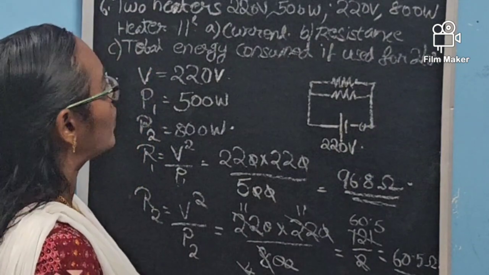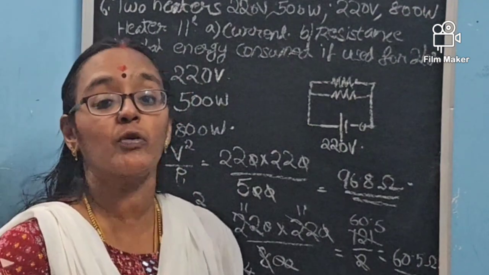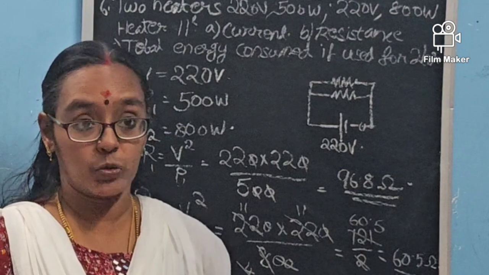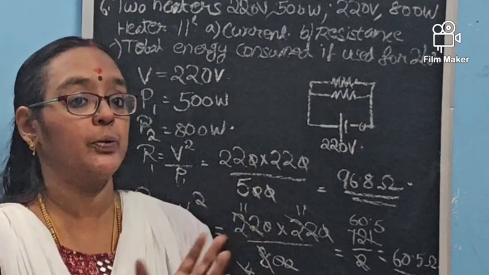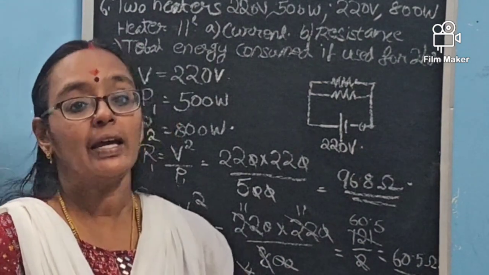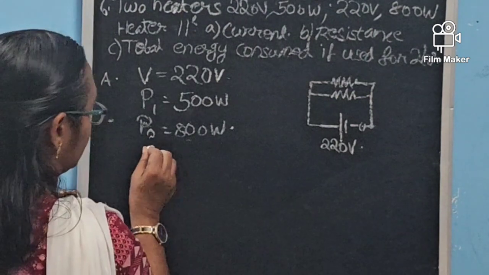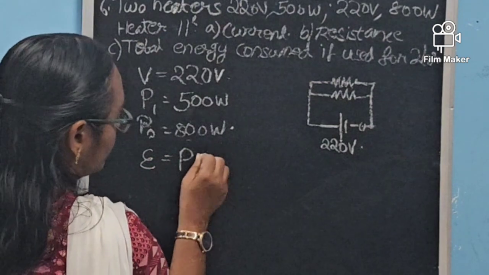Now, what else we have to find? Third one is total energy consumed if it is working for 2 hours. Total energy consumed means what? Commercial unit. In commercial unit you have to find. How can we find it? What is the equation? Equation is E is equal to P into T. Isn't it? E is equal to P into T.